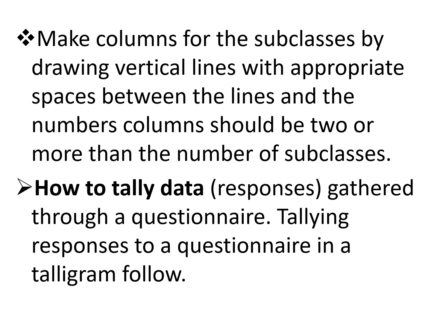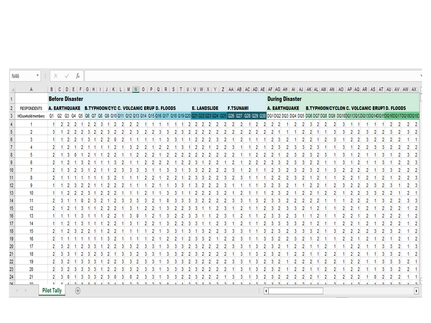So how to tally data or responses gathered through a questionnaire? Tallying responses to a questionnaire in a tallygram, all you have to do is to follow the sequence of your questionnaire, make a column in your Microsoft Excel, and then input the main topic and the subtopics or the subclasses based on the content of your questionnaire. So here is an example. This is a study about disaster management.